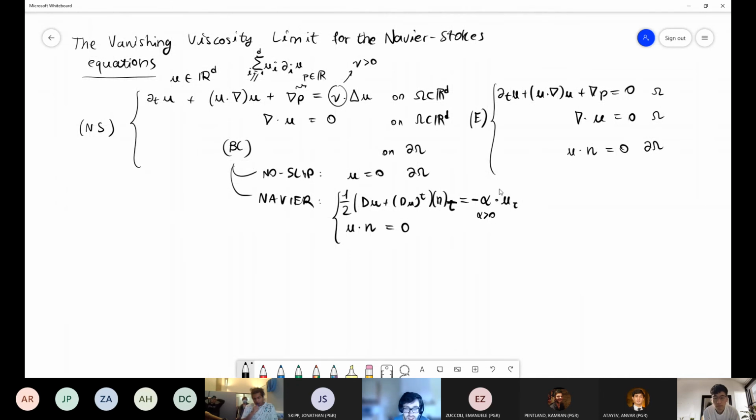All right, so now that we have described the setting, I will write down the main problem that we will consider today. So we have this question. Suppose that the initial conditions... Let's call U^nu the solution to Navier-Stokes, so it will depend on the viscosity, and U^E the solution of Euler.